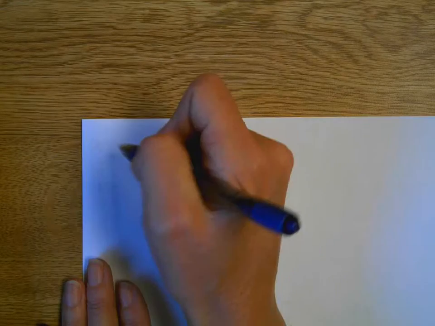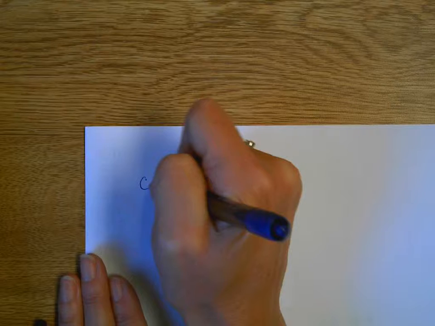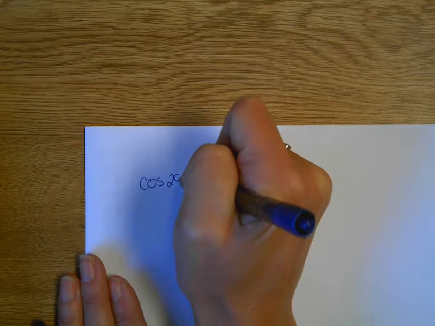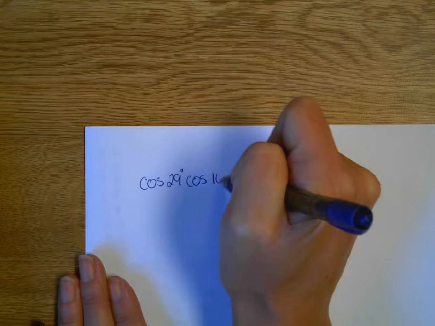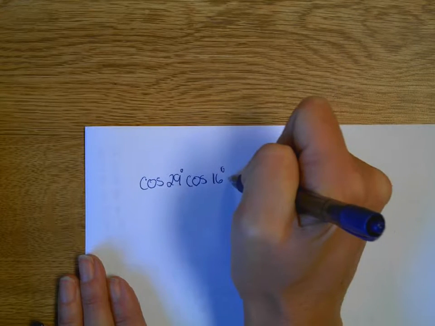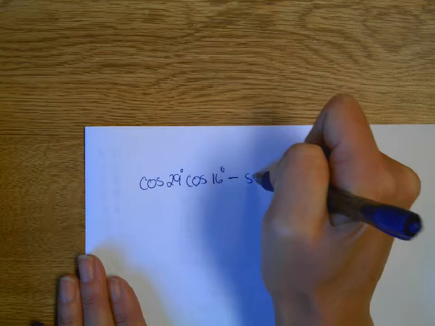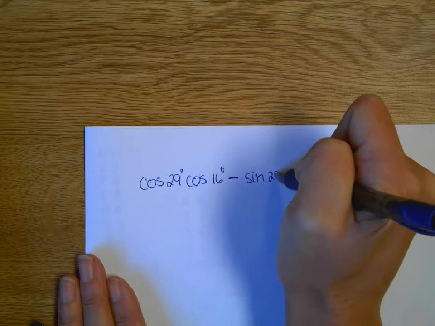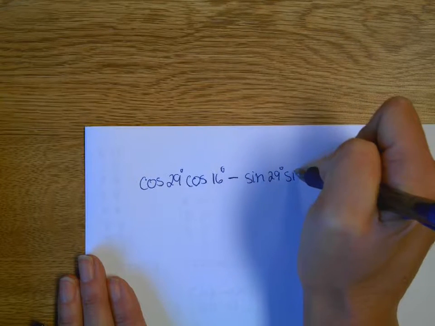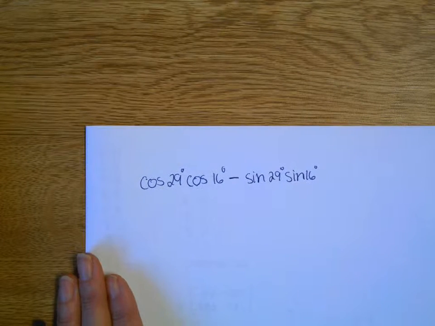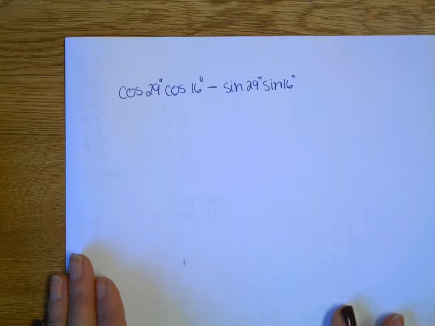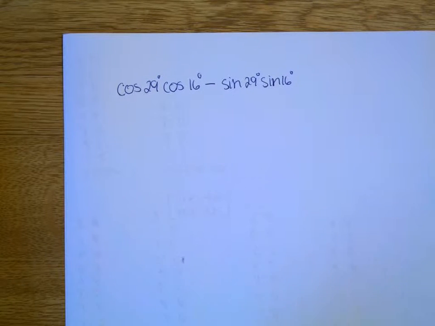Okay, easy one. Still looking for an exact value. Cosine of 29 degrees times cosine of 16 degrees minus sine of 29 degrees times sine of 16 degrees. What do you think of that? I think this is first. All right, I don't see a 29 or a 16 on your green sheets.